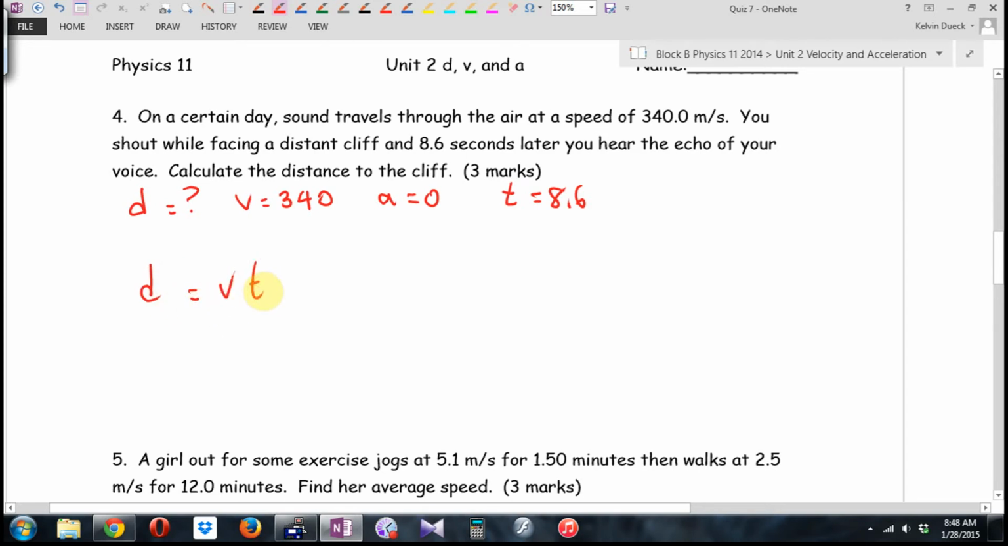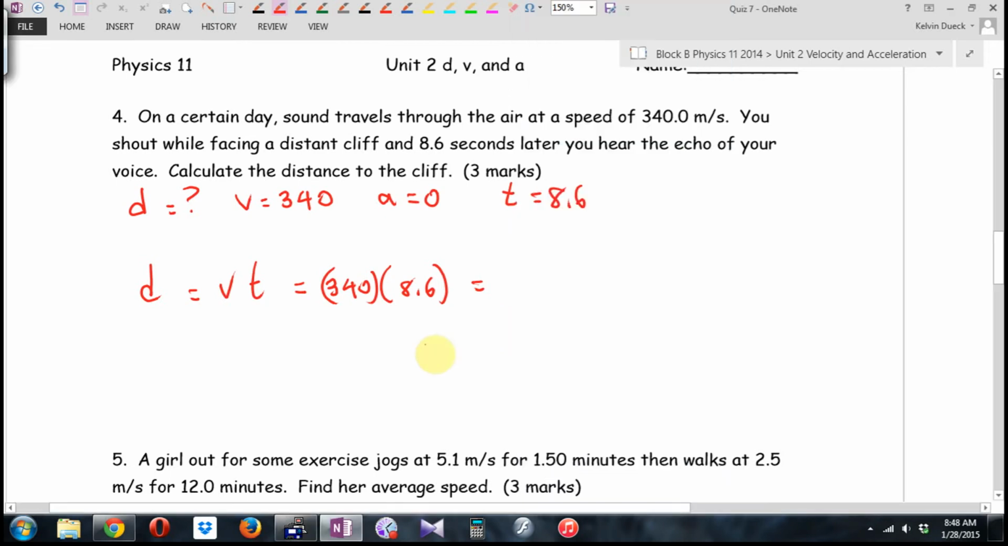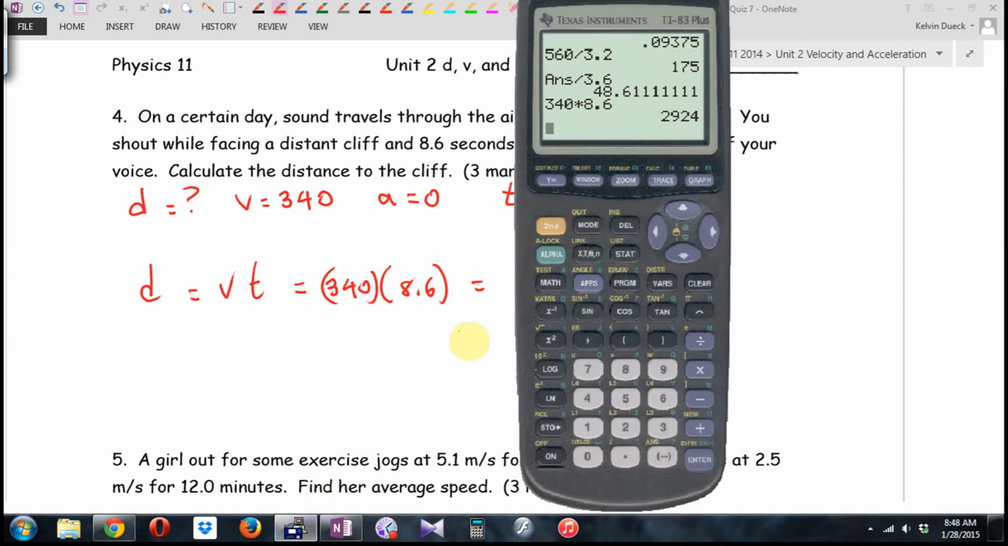What happened to the plus a half AT squared? What's A? So what's a half AT squared? 0. Going to be 340 times 8.6. By the way, I always do this one on purpose because every time there's someone who mutters under their breath and they realize, I'll never fall for that again, right? So what was it, 2,924?